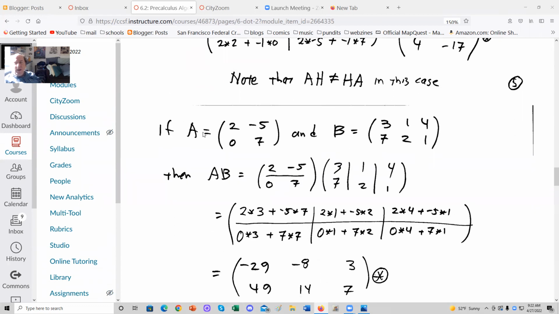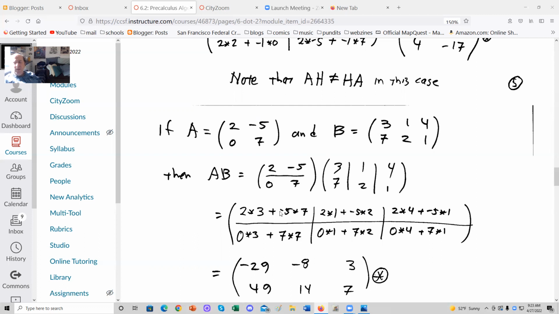Here we have a 2 by 2 matrix A and a 2 by 3 matrix B. And we can still multiply them. So A times B, you divide A into rows and B into columns. Here's the way it works. This is 2 by 2 and this is 2 by 3. You skip out the middle 2's and get a 2 by 3 matrix.